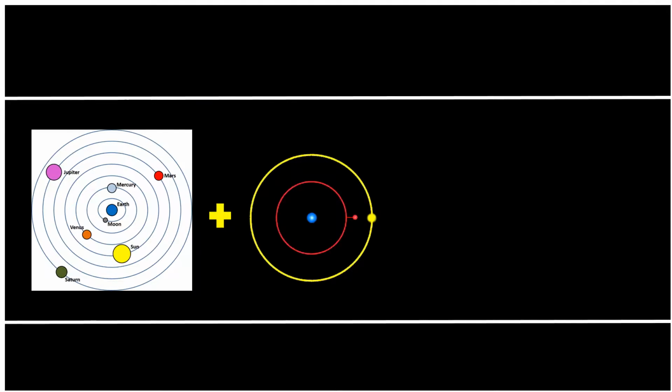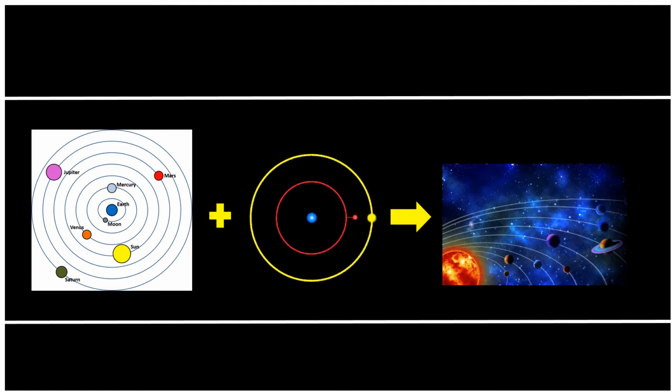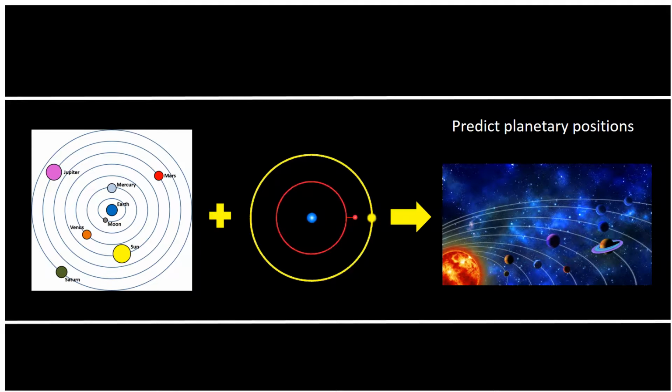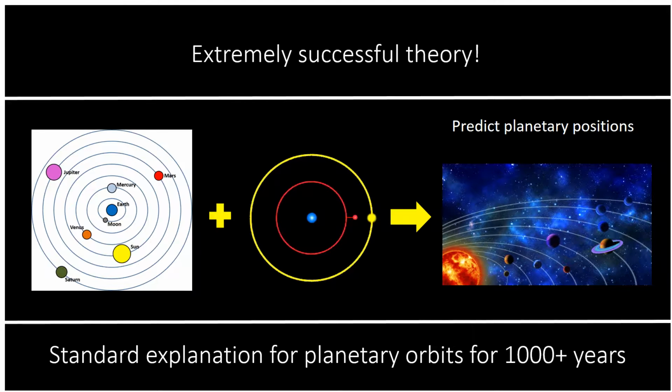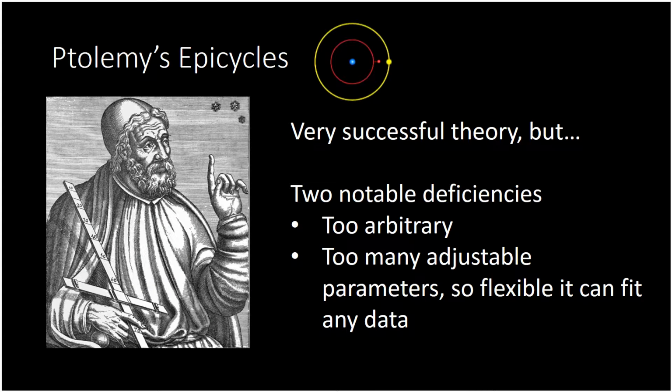This animation shows how the epicycles could produce the retrograde motion of the wandering planets. Ptolemy modified the existing geocentric model by including epicycles. This made the model more complicated, but added to its explanatory power. Geocentrism plus epicycles could predict planetary positions where geocentrism alone could not. This was an extremely successful theory, the standard explanation of planetary orbits for more than a millennium. But even this highly successful theory had problems.